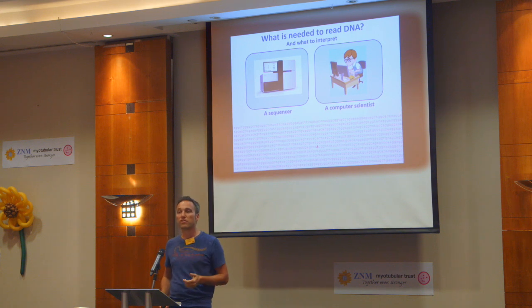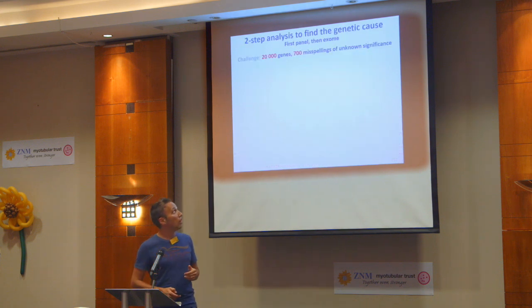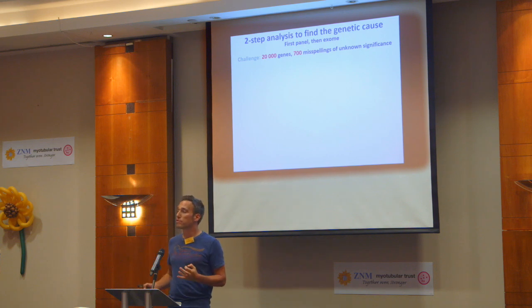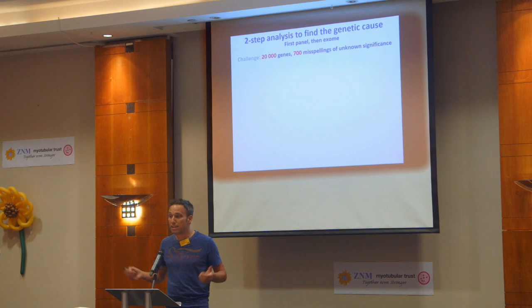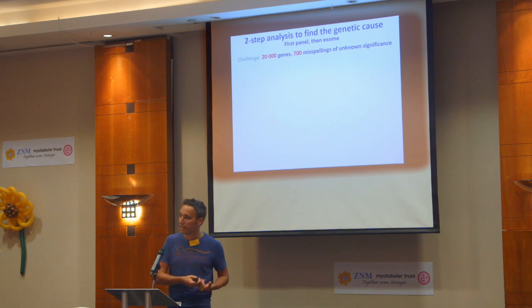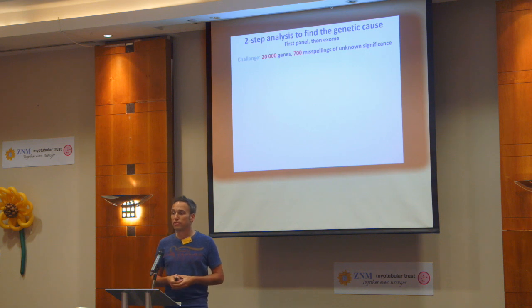So that's the interpretation that is quite challenging, because we have a big number of genes. All of us have 20,000 genes, and we all have many, many misspellings. All of us carry 700 rare misspellings. So I'm carrying 700 misspellings that most of you do not have, but I don't know what the meaning is. This makes it quite challenging to identify the genetic cause.